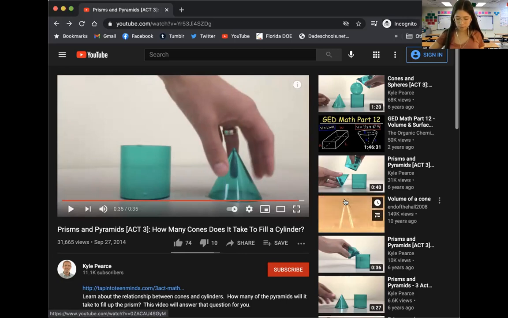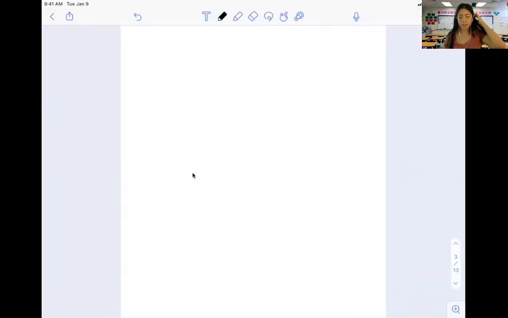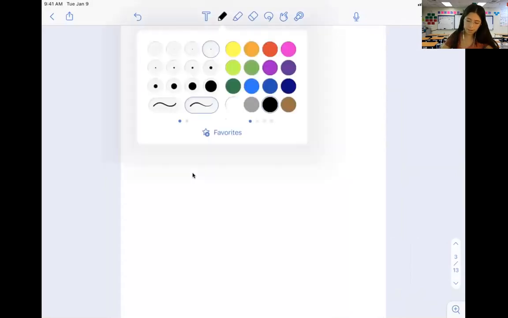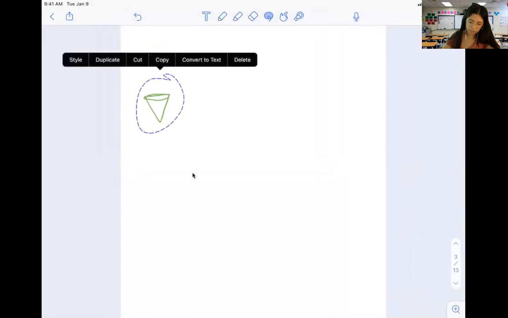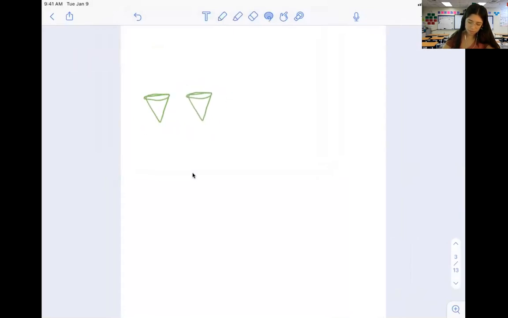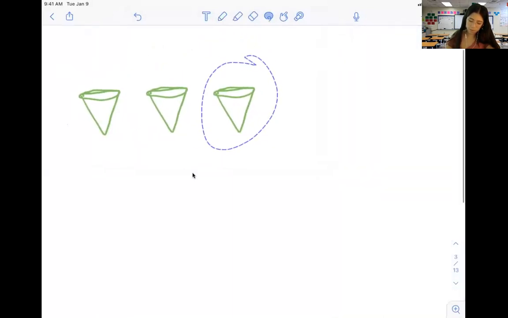One second. Okay, here we go. Back to this, if it loads. There it goes. I added a page because I kind of want to talk about what we just saw. So we noticed that he had 3 cones, right? So I'm just going to sketch it out a little bit. Here's 1, 2, 3 cones equal 1 cylinder. And that cylinder has the same height, same radius of the circle.